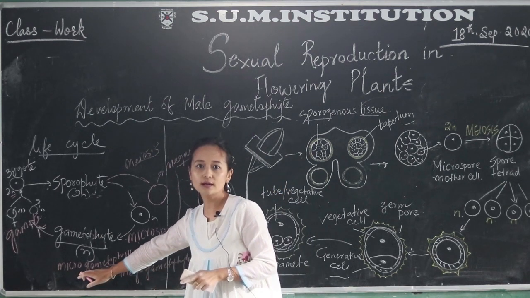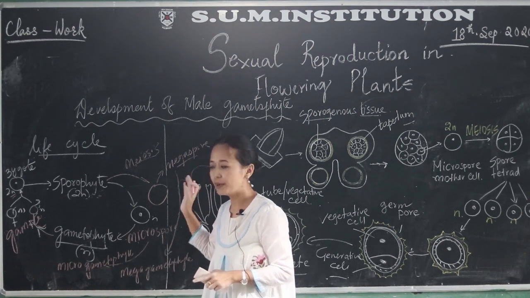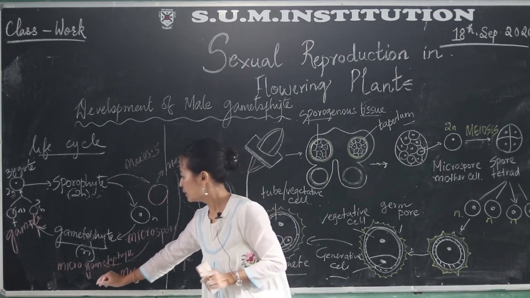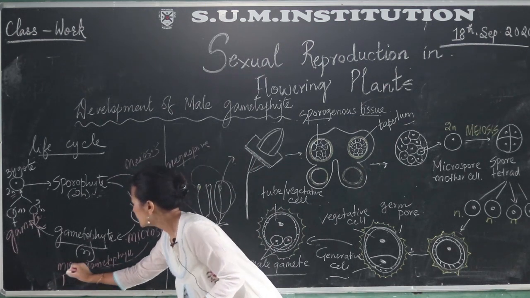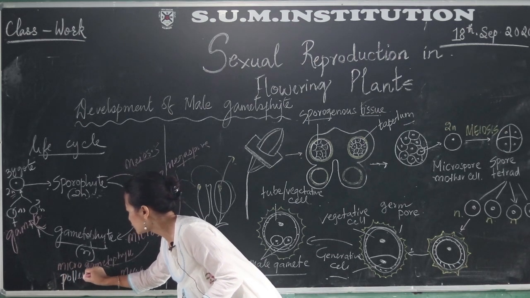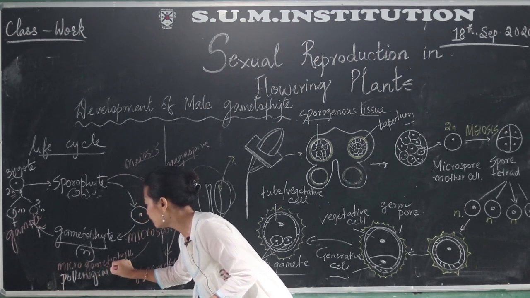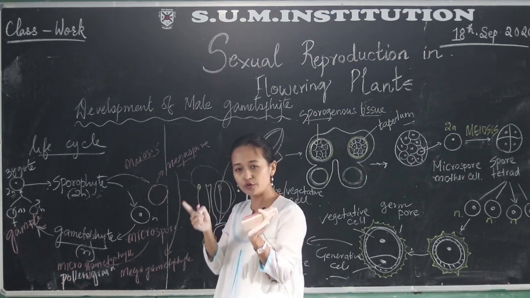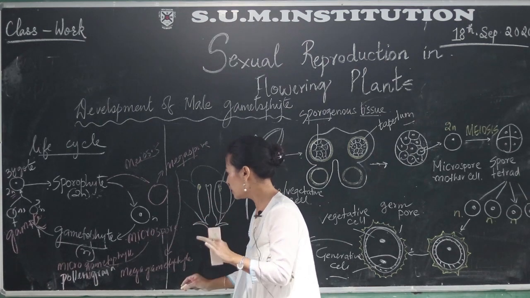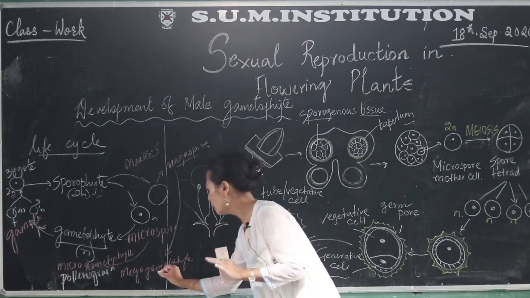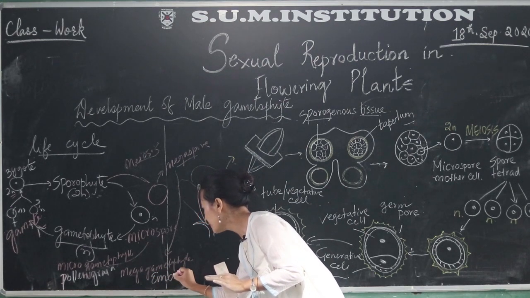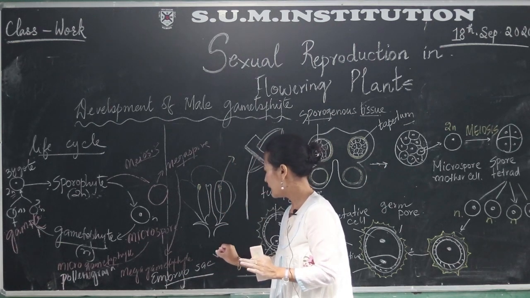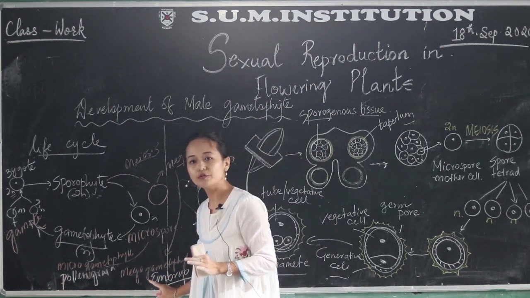The microgametophyte is also known as the male gametophyte. In flowering plants, the microgametophyte is the pollen grains. This is very, very important: it is the pollen grains that are formed, that is the microgametophyte. The megagametophyte is inside the ovule in the ovary, where a female gametophyte is formed. The name of that gametophyte is the embryo sac.